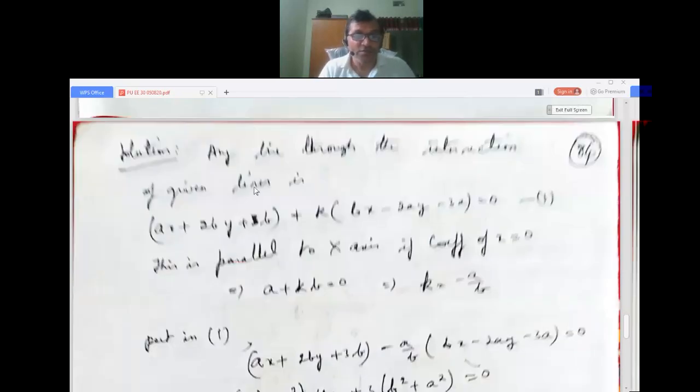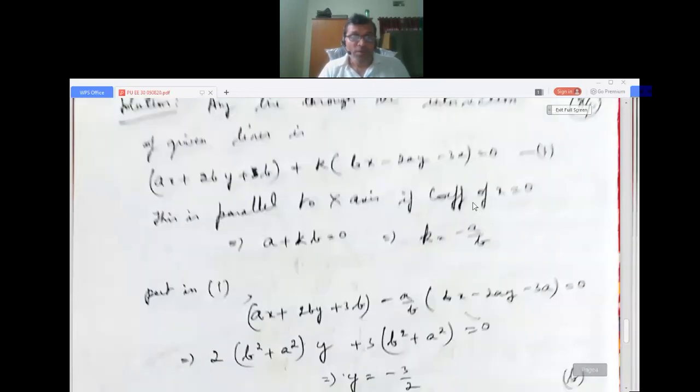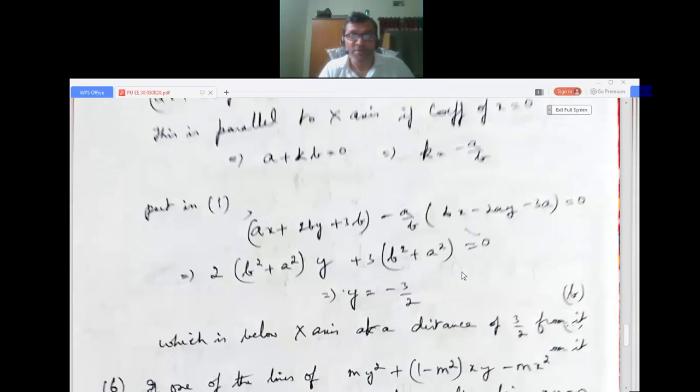Okay, any line through the intersection of the given two lines is the first line plus k times the second: ax plus 2by plus 3b plus k into (2bx minus 2ay minus 3a) equals 0. Now, this is parallel to the x-axis as given in the question. If it is parallel to the x-axis, the coefficient of x equals 0, and that is the formula or the shortcut method. Remember it: if it is parallel to the x-axis, the coefficient of x is 0. So a plus 2kb equals 0. So k is minus a by b.